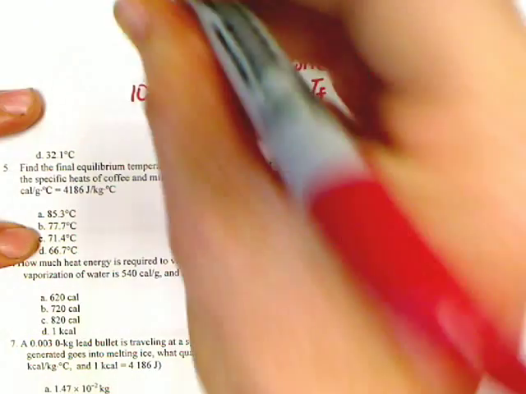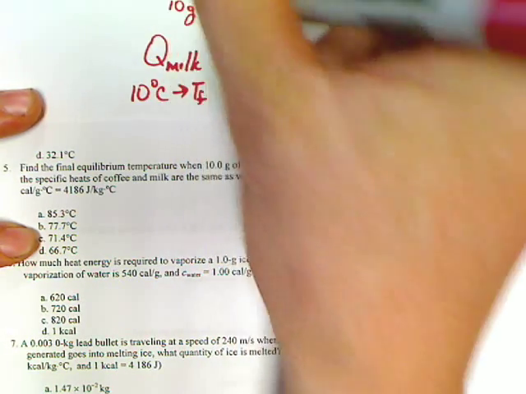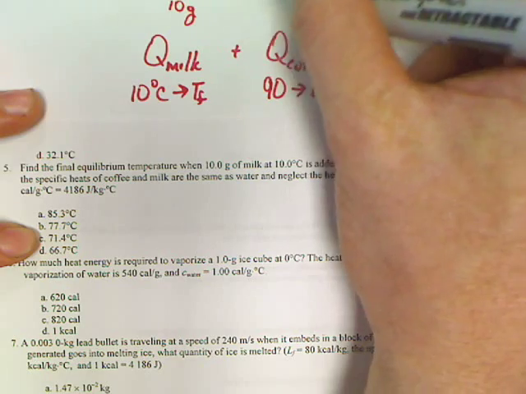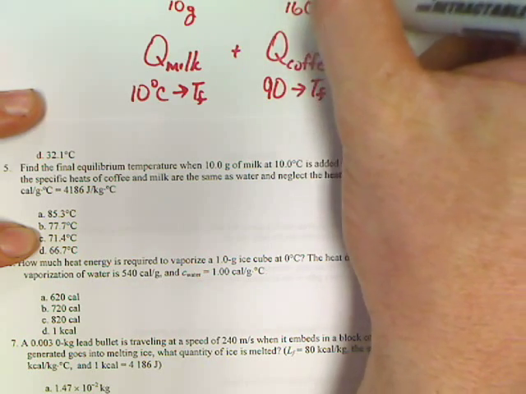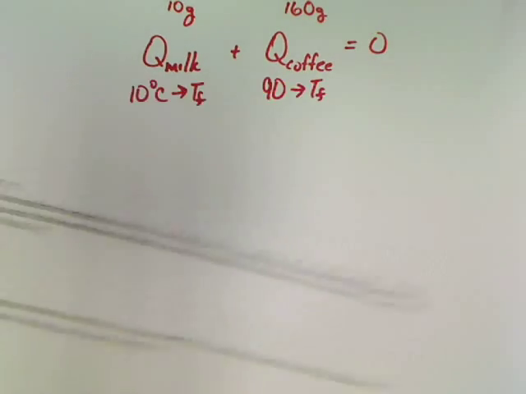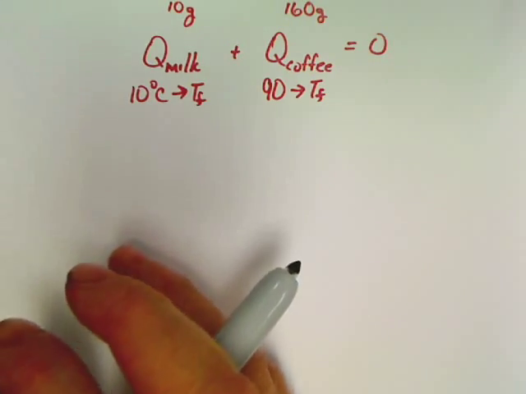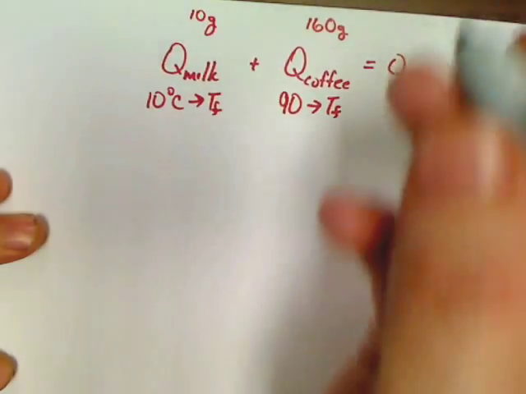It said we had 10 grams of milk and 160 grams of coffee. Good. I hate when people put like a ton of cream and stuff in their coffee. It's like they're drinking coffee-flavored cream is all they're doing. But anyway, that's just a personal thing.